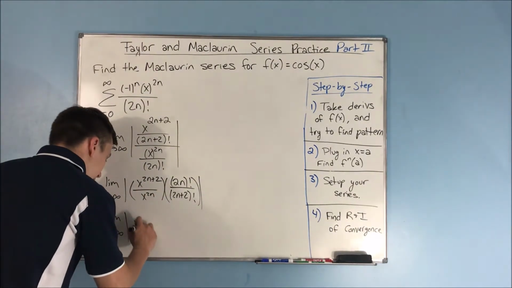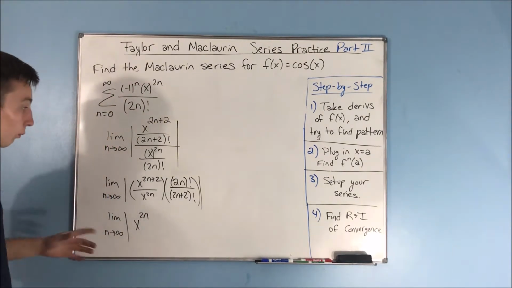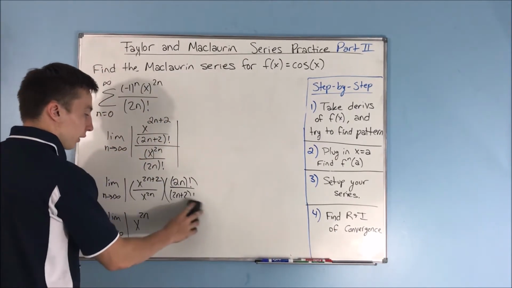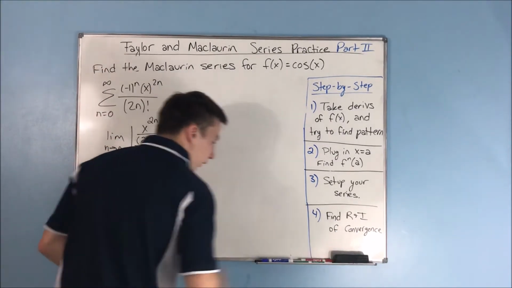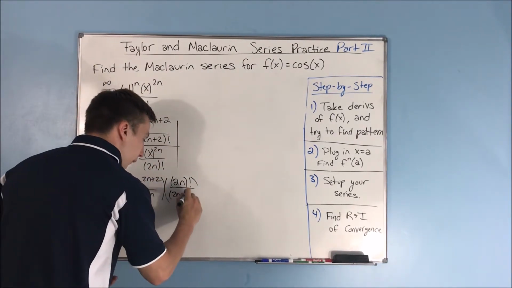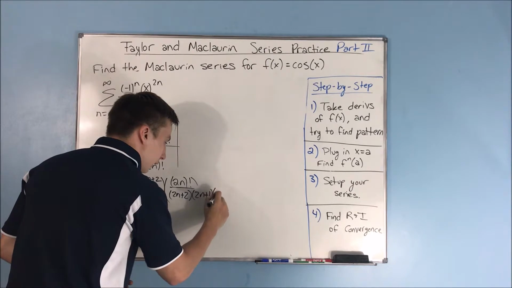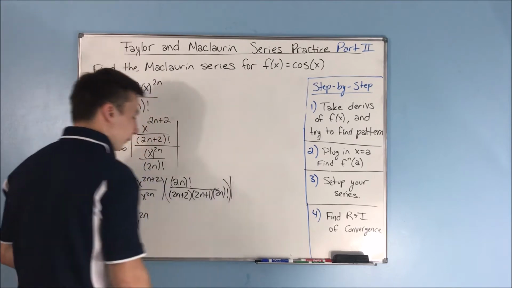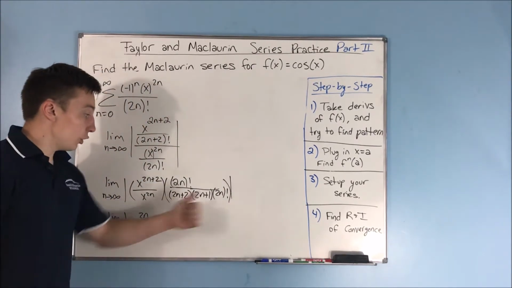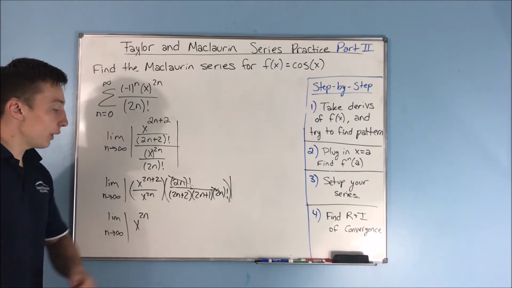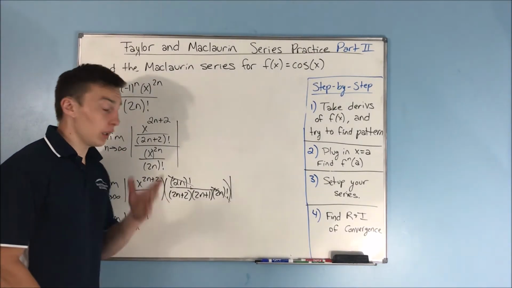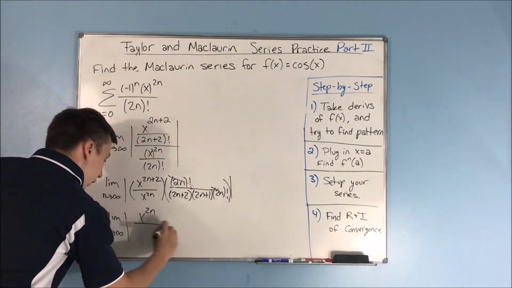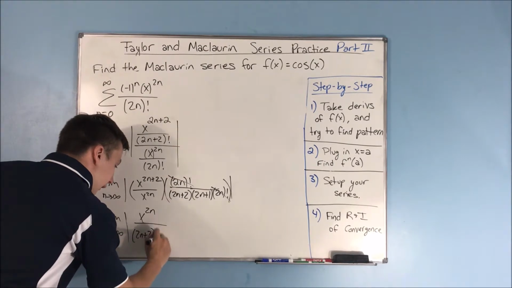So we have x squared here. And, well, we can actually rewrite this 2n plus 2 factorial. The 2n plus 2 factorial is the same thing as saying 2n plus 2 times 2n plus 1 times 2n factorial. Okay, that's the same thing. So the 2n factorials cancel out, and we're just left with that 2n plus 2 times 2n plus 1 on the bottom. So we have x squared over 2n plus 2 times 2n plus 1.